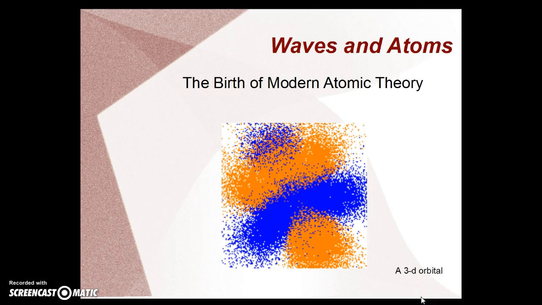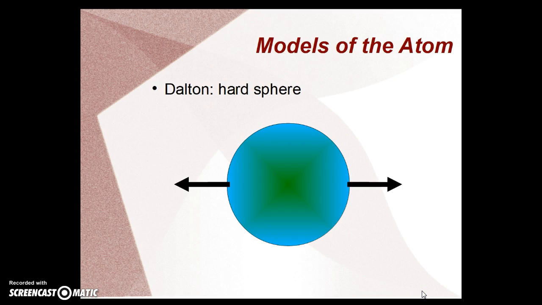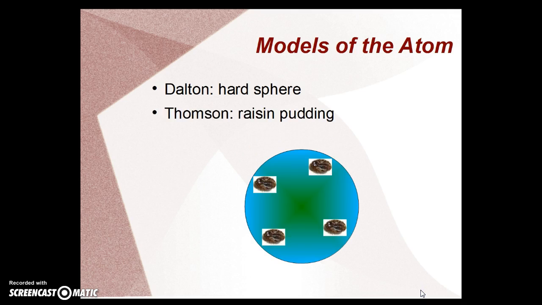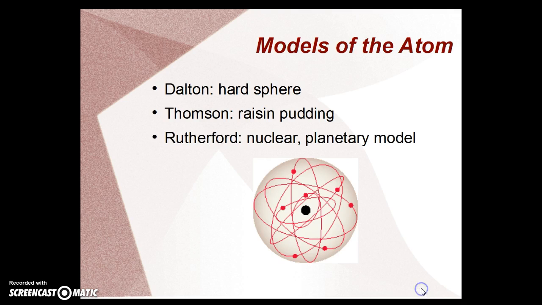Now it's time to talk about how we see atoms today, the birth of modern atomic theory. Where are the electrons? The constant question. Dalton, of course, knew nothing about the structure of the atom. He thought it was a hard sphere. Thomson discovered electrons and helped us to see that maybe they acted like raisins on the surface of a pudding. Rutherford gave us the nuclear planetary model using his gold foil experiment.